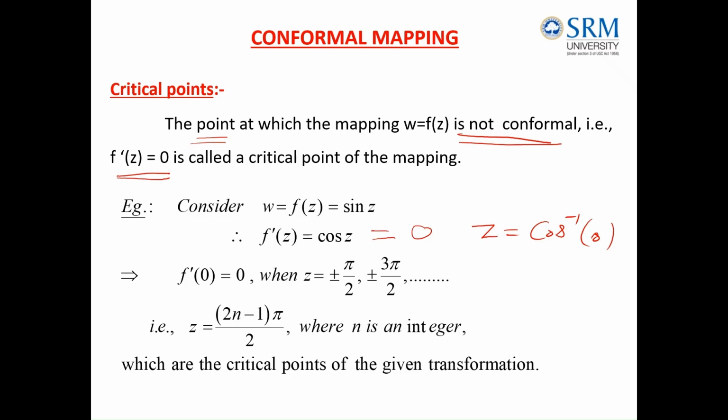For what angles does cos become 0? It is plus or minus pi by 2, plus or minus 3 pi by 2, etc. So in general it can be written as (2n minus 1) into pi by 2, where n is an integer, which are all the critical points of the transformation W equal to sine z. So if we want to find the critical points, just find the derivative, equate to 0 and find the points which make the derivative 0. Those points are called critical points.